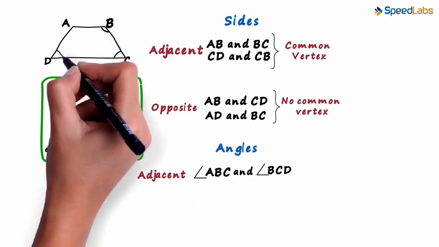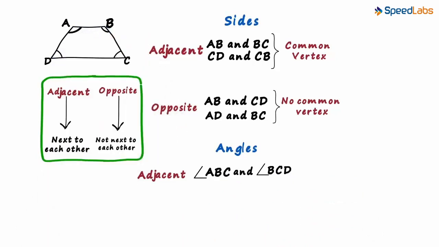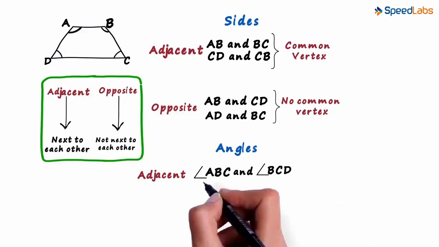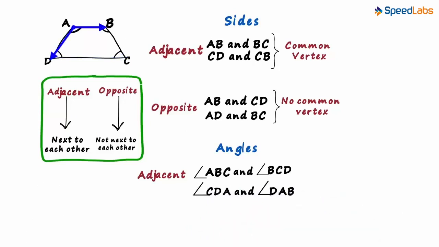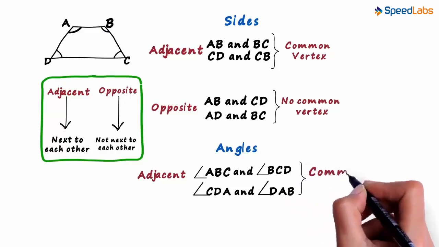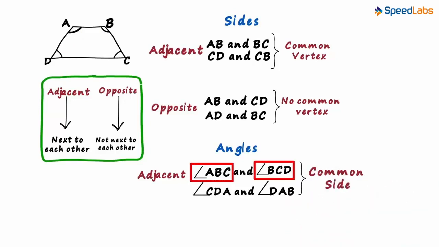Similarly, these two angles are also next to each other. We can say that angle CDA and angle DAB are also adjacent angles. This pair and this pair of angles are also adjacent. What do you notice about adjacent angles? Yes, they all share a common side. These two angles have BC as their common side, and these two angles have DA as their common side.